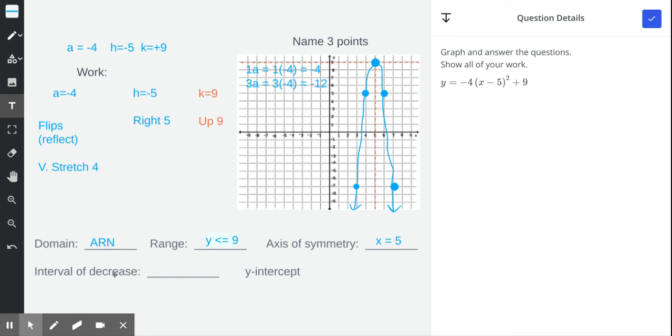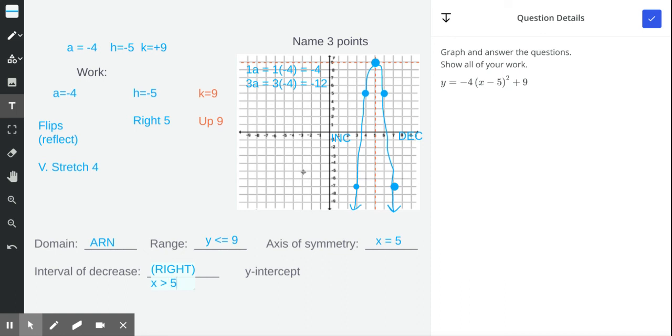Now, interval increase, decrease is a little tricky. Well, over here it is increasing, and over here it is decreasing, because as I move, I'm moving up until I hit my vertex, and I'm moving down the arrow. So it's decreasing to the right, and so my answer is going to be x is greater than whatever my axis of symmetry is, which is 5.